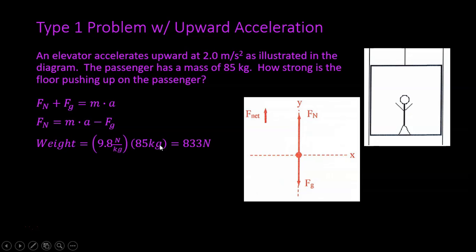Next, we need to find the weight of the passenger so we know the strength of the gravity force. Then we go ahead and plug our numbers in. Notice that the normal force is 1003 newtons. So when the elevator is accelerating upward, the normal force is larger than the force of gravity.